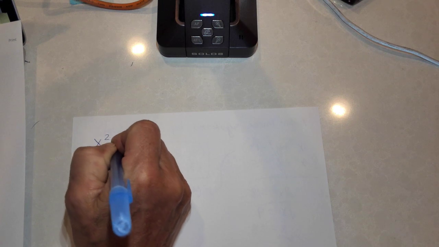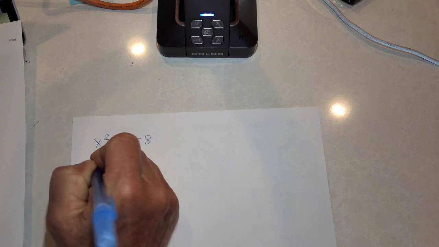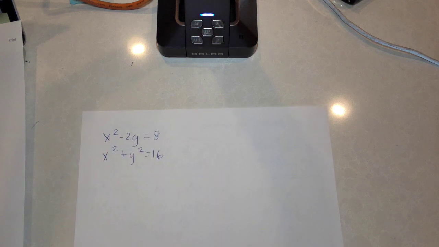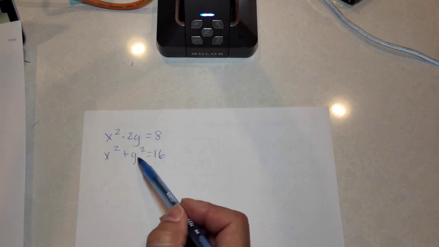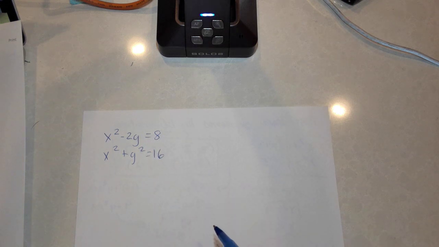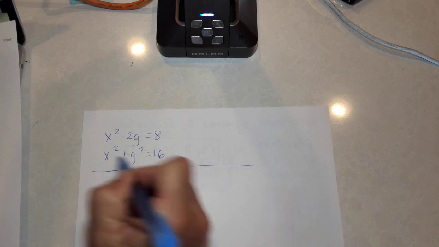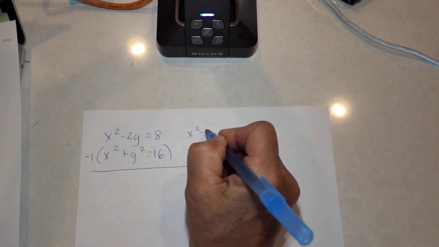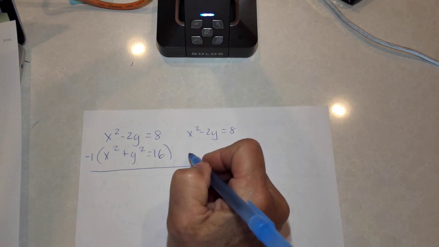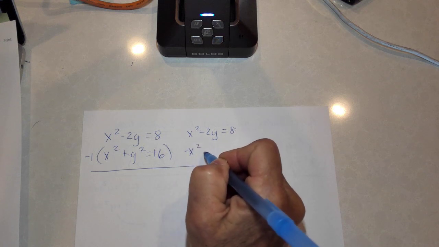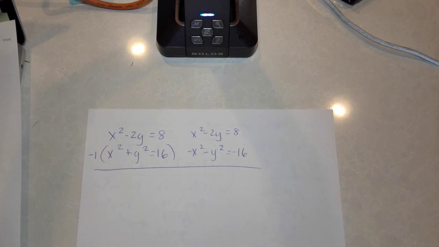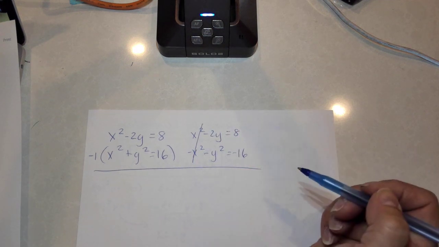Let's say I had x squared minus 2y equals 8 and x squared plus y squared equals 16. So this one's different because these y's can't cancel out because one is squared and one is not. So I'll have to work on eliminating the x's instead. I'm going to do that by multiplying the entire bottom by a negative 1. So if the top stays the same, and then I distribute a -1 to the entire bottom, I'm going to end up with these values. And the beauty of that is that this will cancel or eliminate.